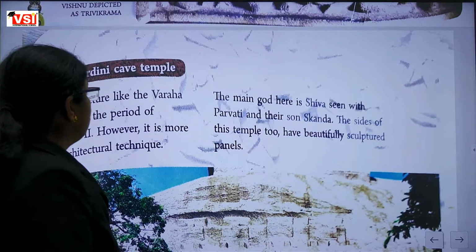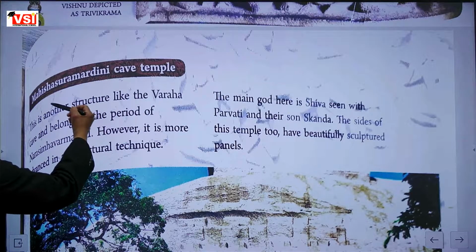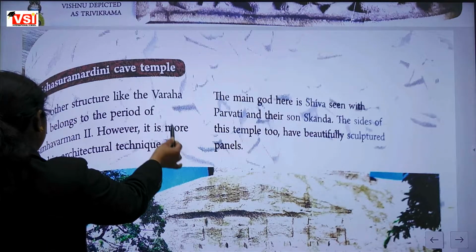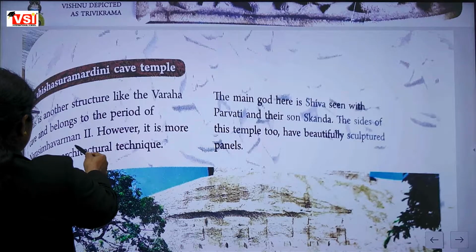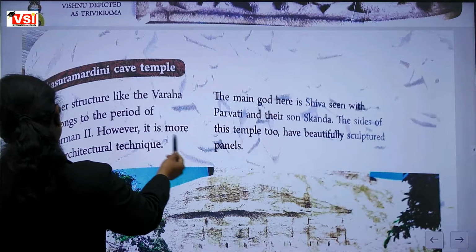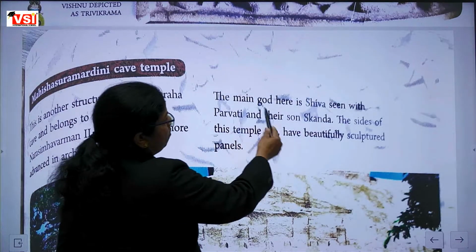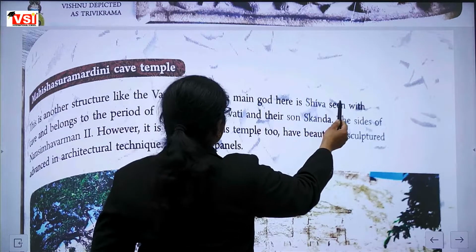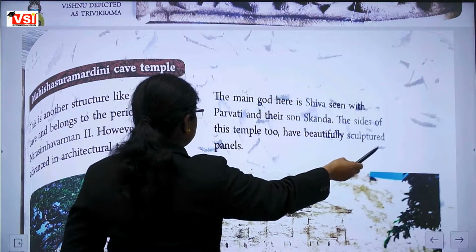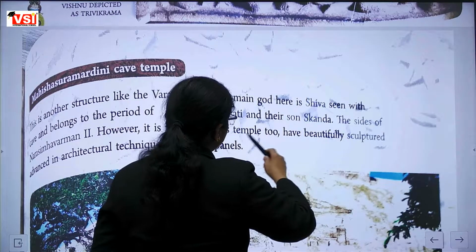Mahishasura Mardini cave temple. This is another structure like the Varaha cave and belongs to the period of Narasimhavarman II. However, it is more advanced in architectural technique. The main god here is Shiva, seen with Parvati and their son Skanda. The sides of this temple too have beautifully sculptured panels.